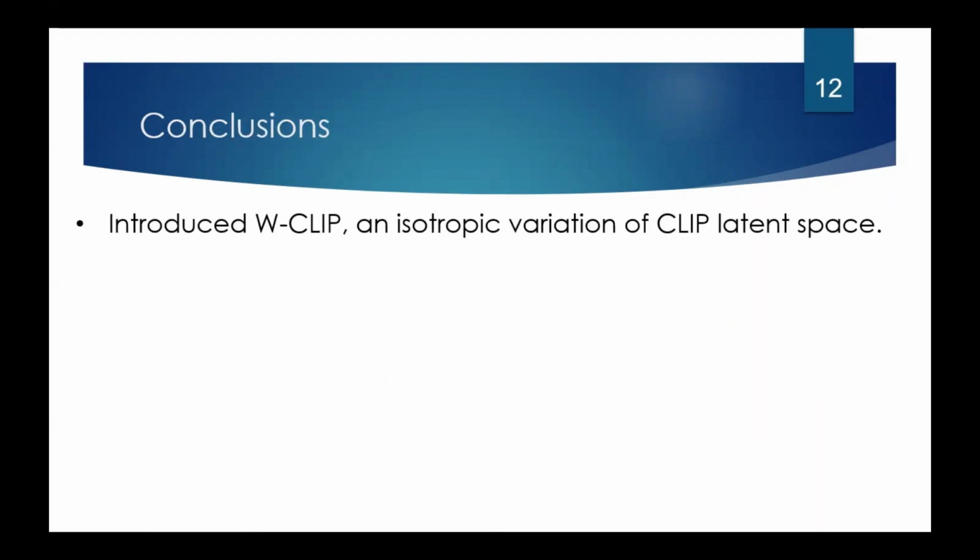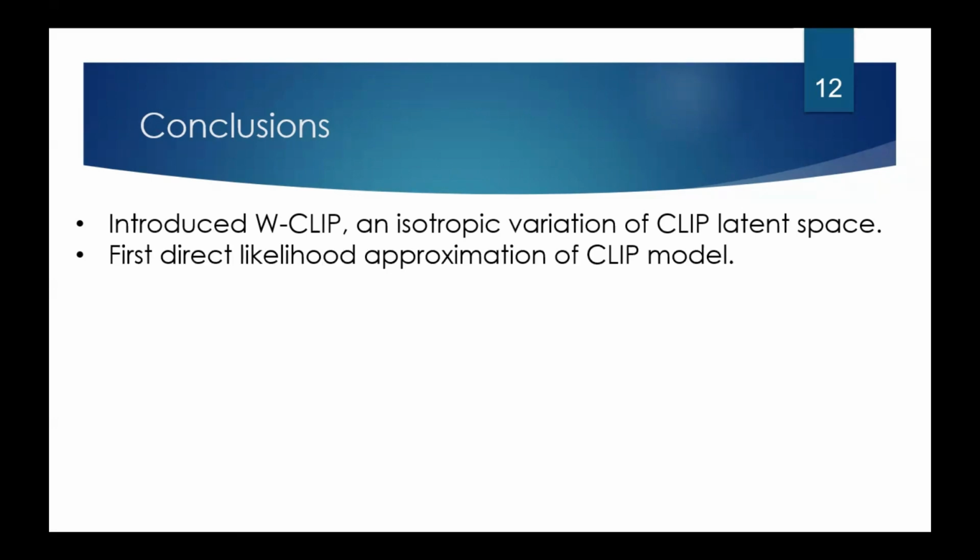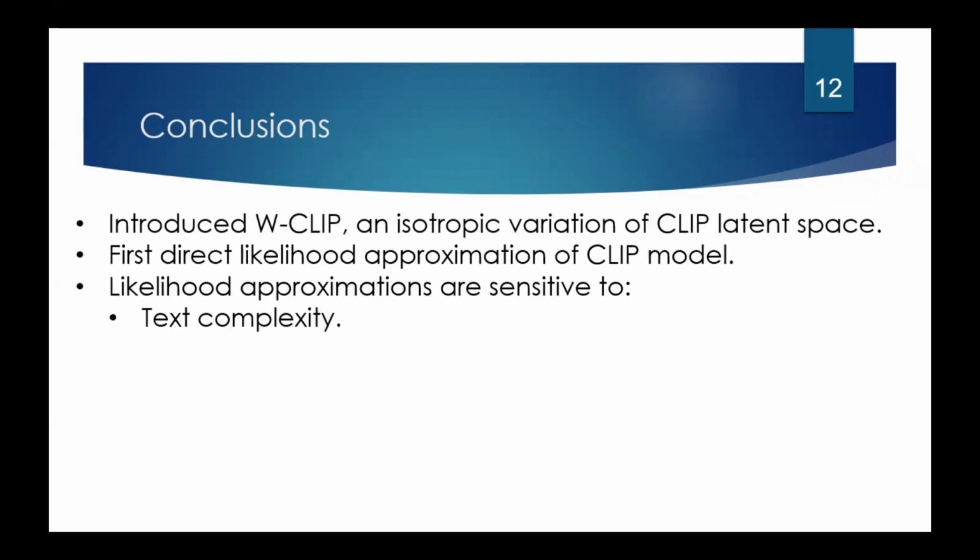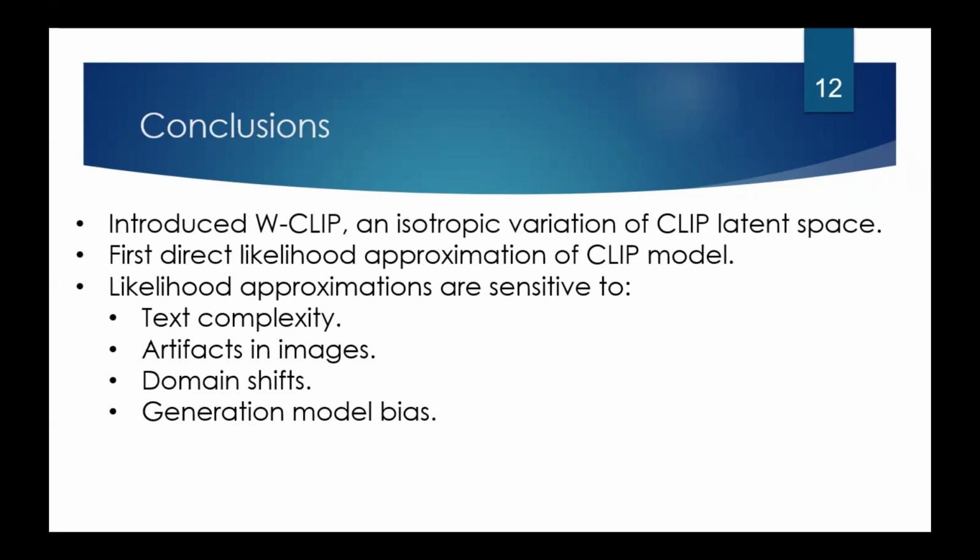So we introduced WCLIP, an isotropic variation of the CLIP embedding space. This is the first direct likelihood approximation using the CLIP model. The likelihood approximation is sensitive to text complexity, artifacts in images, and domain shifts, and it identifies a generation model bias.